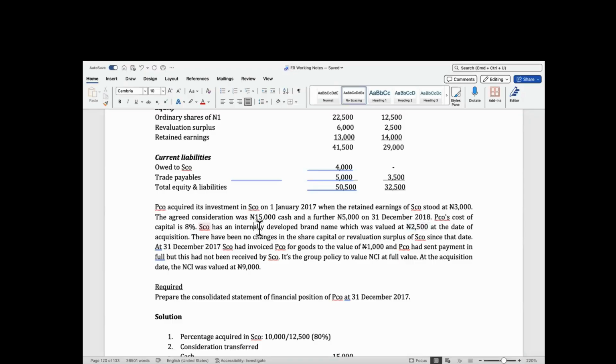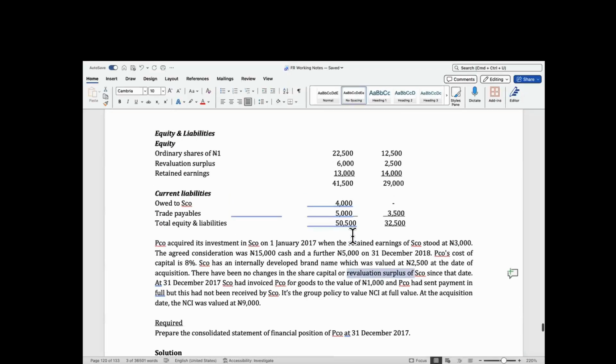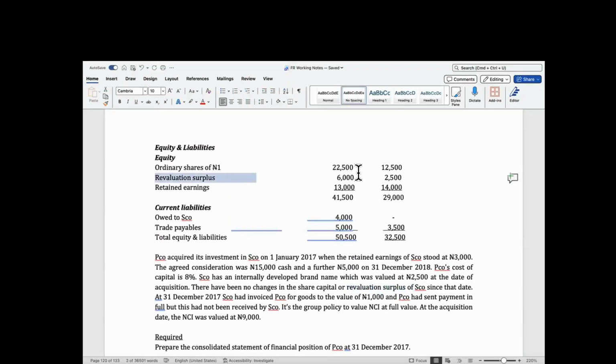So ESCO has a brand at 2.5, and there have been no changes in the share capital or revaluation surplus since the date of acquisition. That means the revaluation surplus that the subsidiary has in its books is pre. It's totally pre, because it hasn't changed. That's what they are telling us.